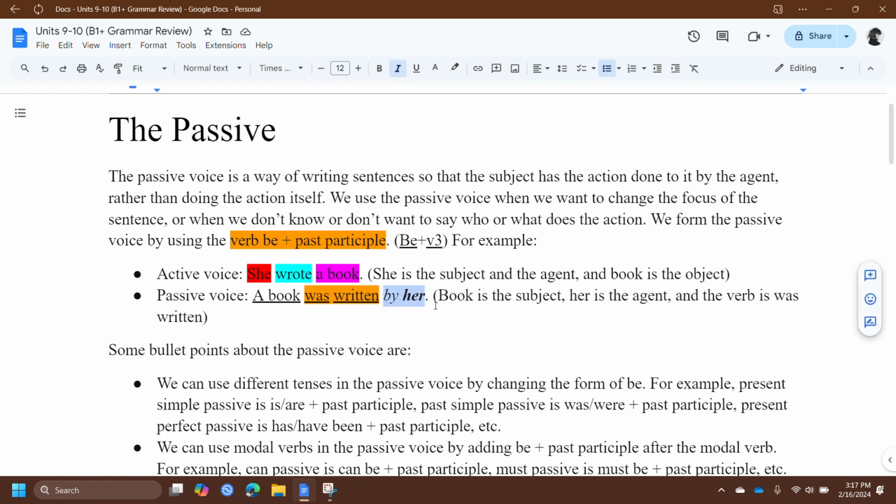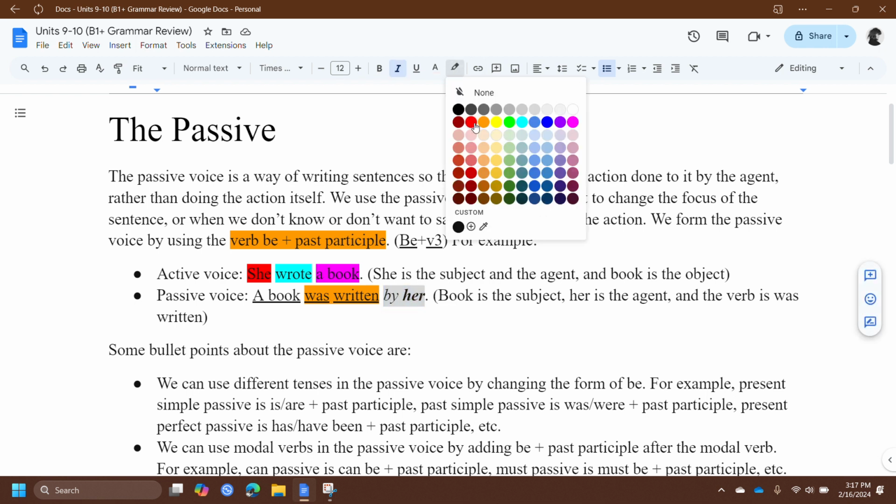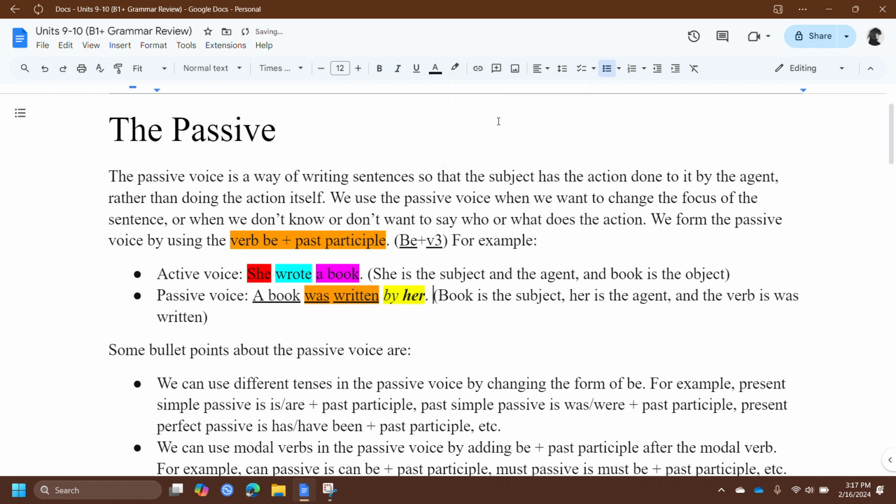Now, this part is not that important. If you don't mention it, it doesn't matter. Your sentence is still correct. But if you do want to mention it, that's okay. So book is the subject, her is the agent, and the verb is was written, as we just discussed.